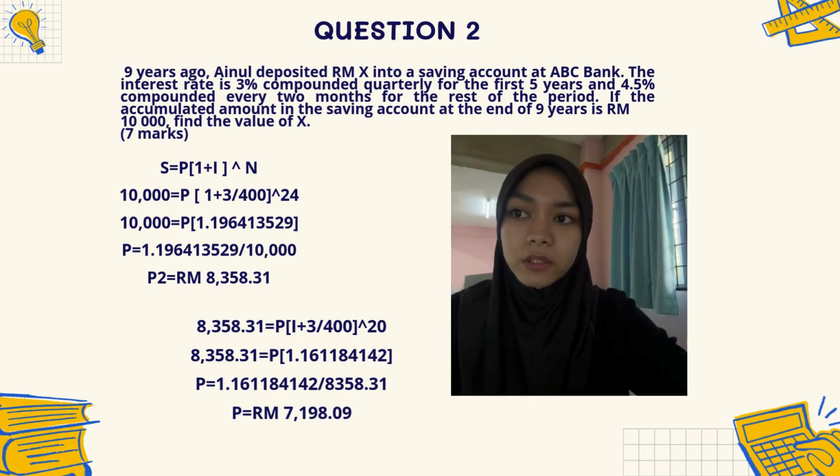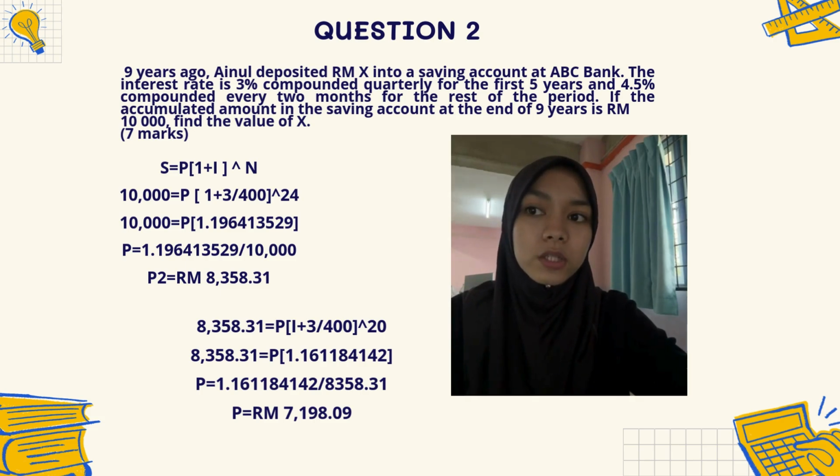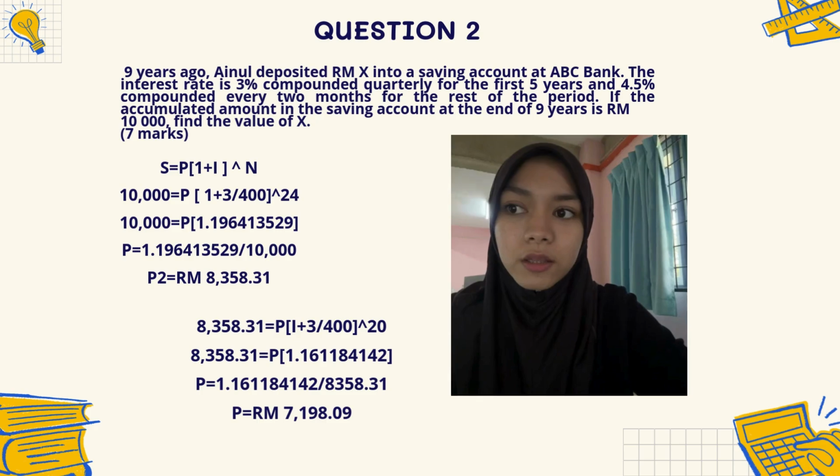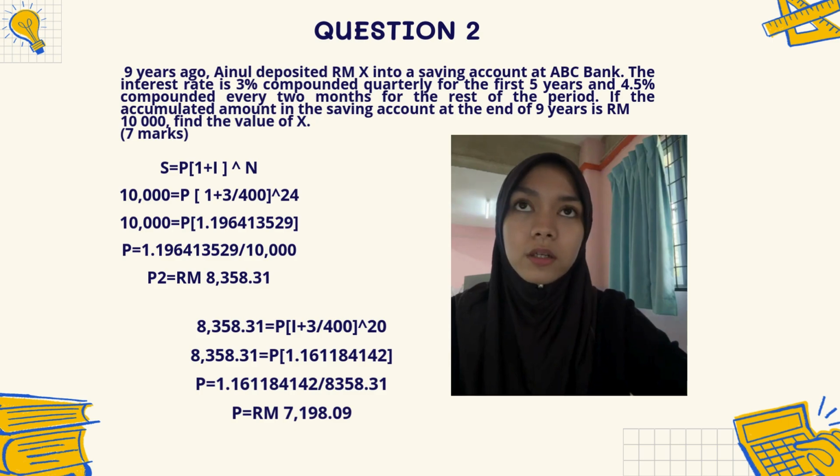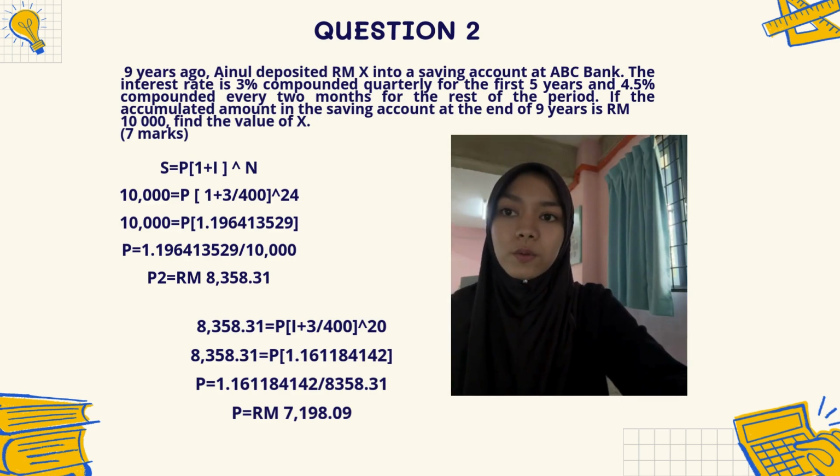So 10,000 equals P times 1.196413529. So P equals 10,000 over 1.196413529. So the answer is 8,358.31.